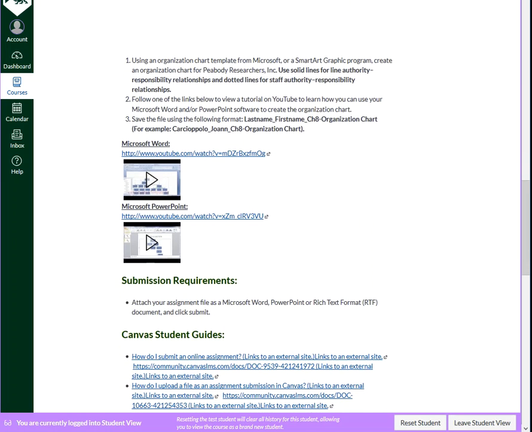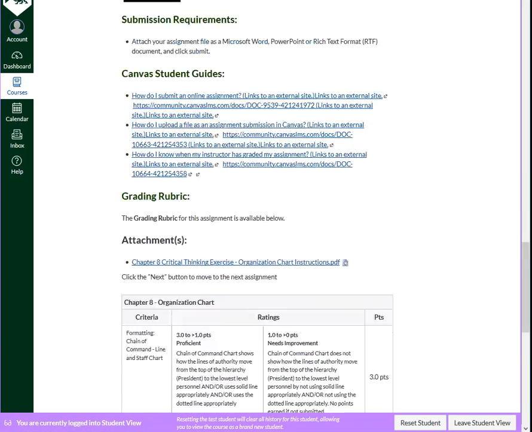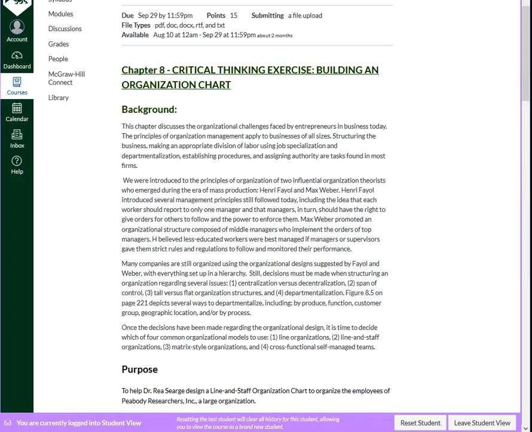You will save your file using our usual format: first name, underscore, last name, underscore, the chapter that it's related to, and a brief comment on what the assignment is about. You will submit by Sunday, this date right here at 11:59 p.m.